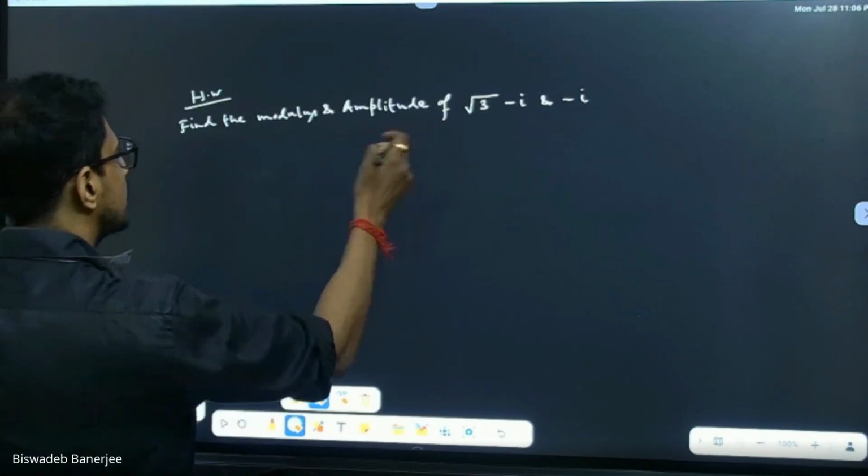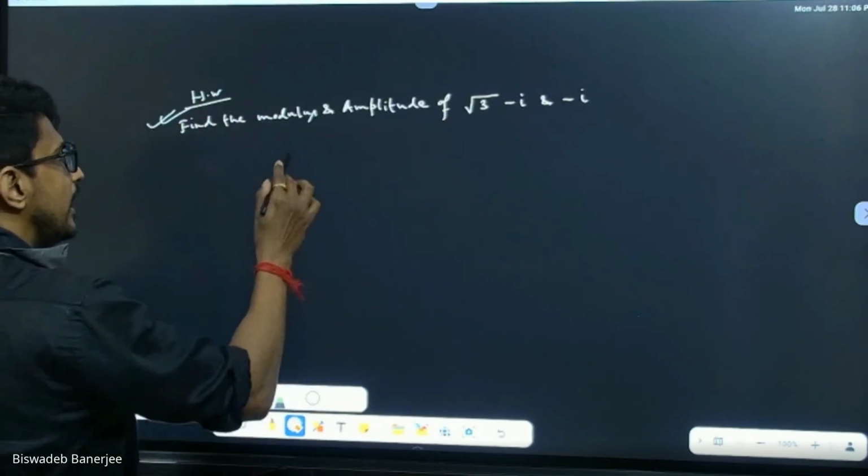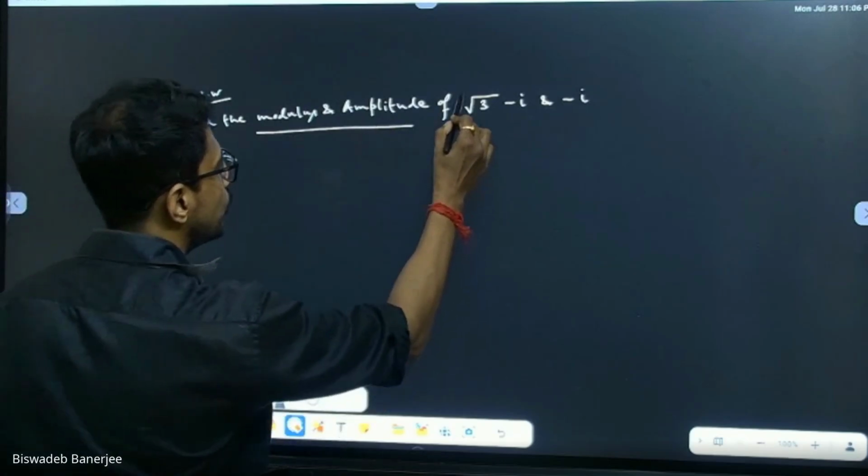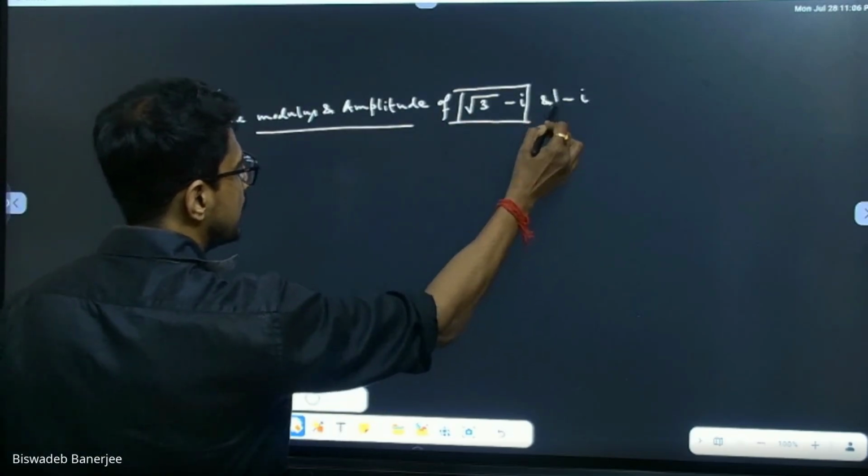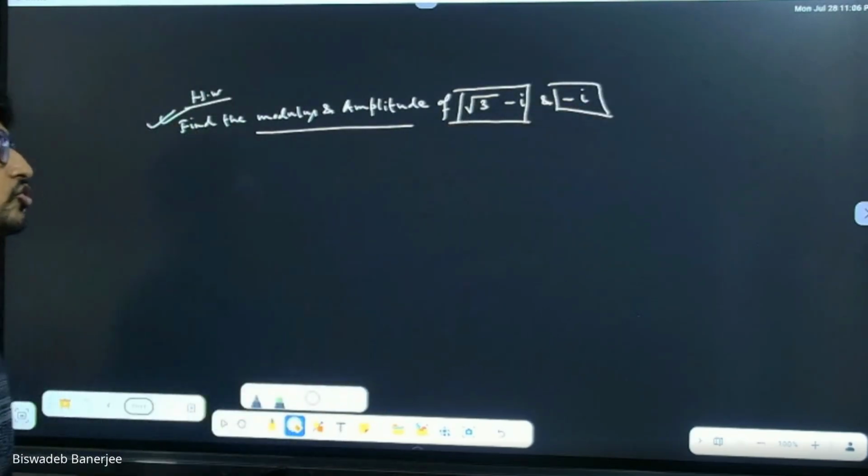And if you understand all these concepts, take this as homework. Find the modulus and amplitude of root 3 minus i and minus i. This is the homework question.